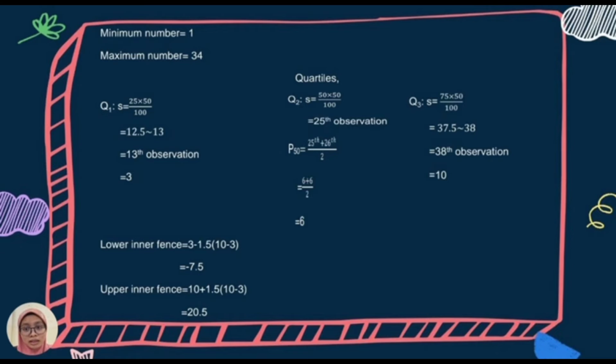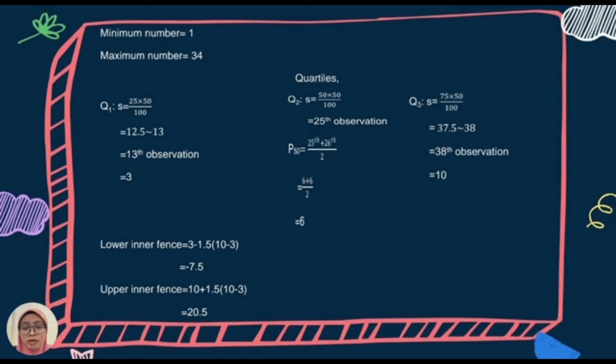Since it is not an integer, I have to make it an integer, and it will become the 13th observation. Then I need to search which number is placed at the 13th position, and the number that comes out is 3. The process is the same for quartile 2 and quartile 3.